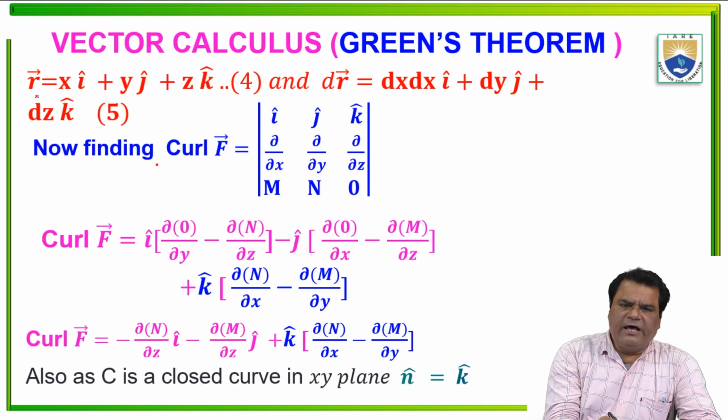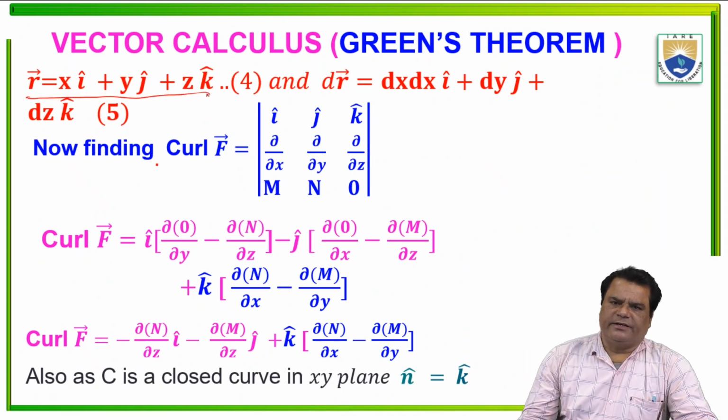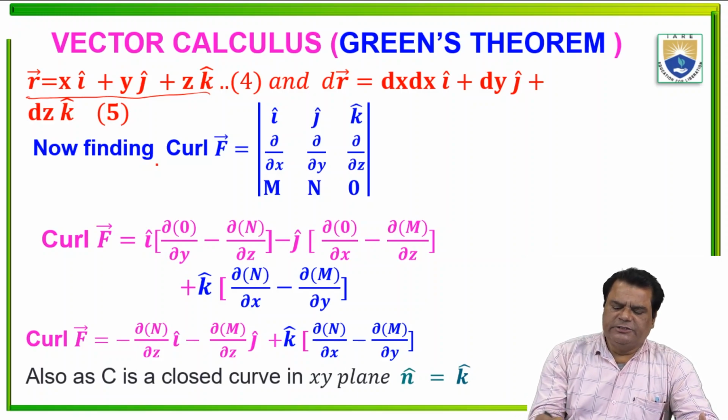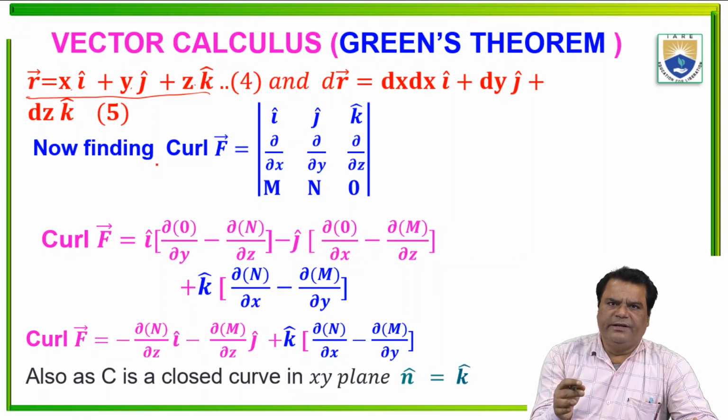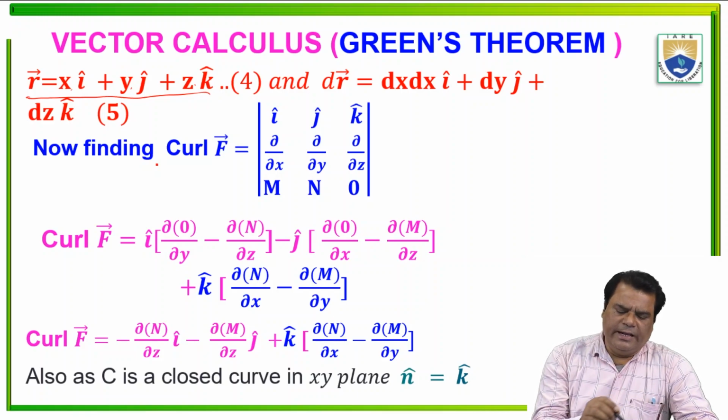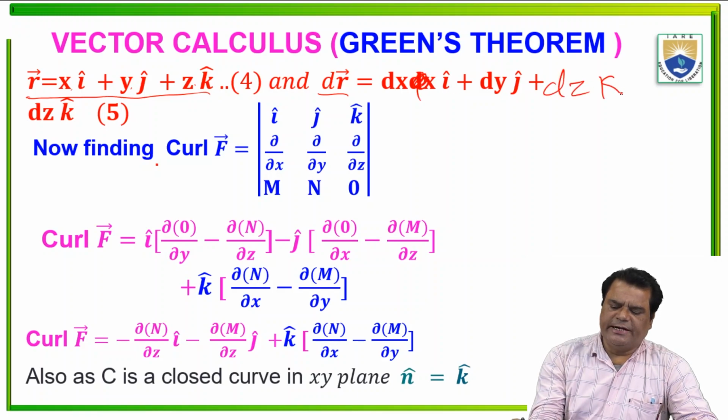Here r is the position vector of any point in space. So r is the position vector, r equals x i cap plus y j cap plus z k cap. This is the value at any point in three-dimensional geometry. This is the position of a point. And the dr vector equals dx i plus dy j plus dz k cap.